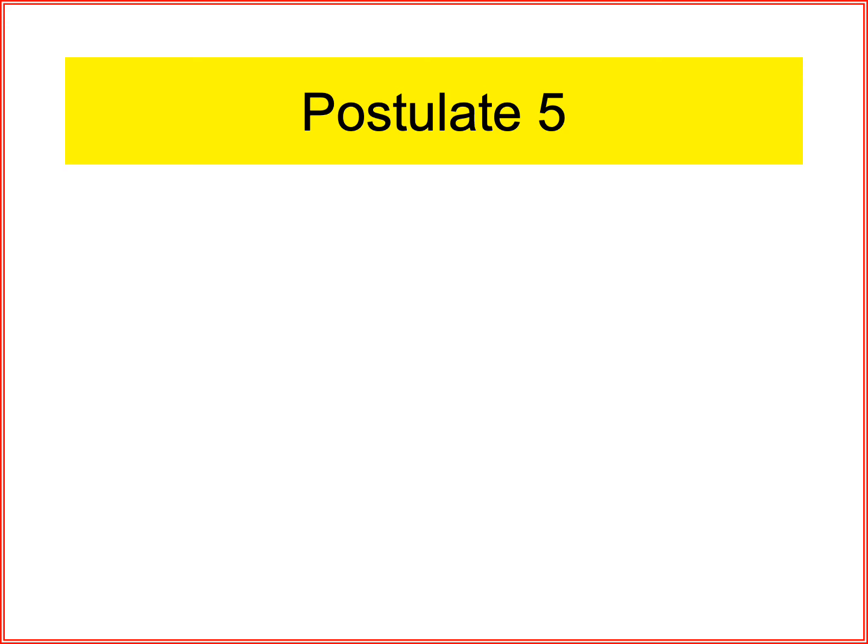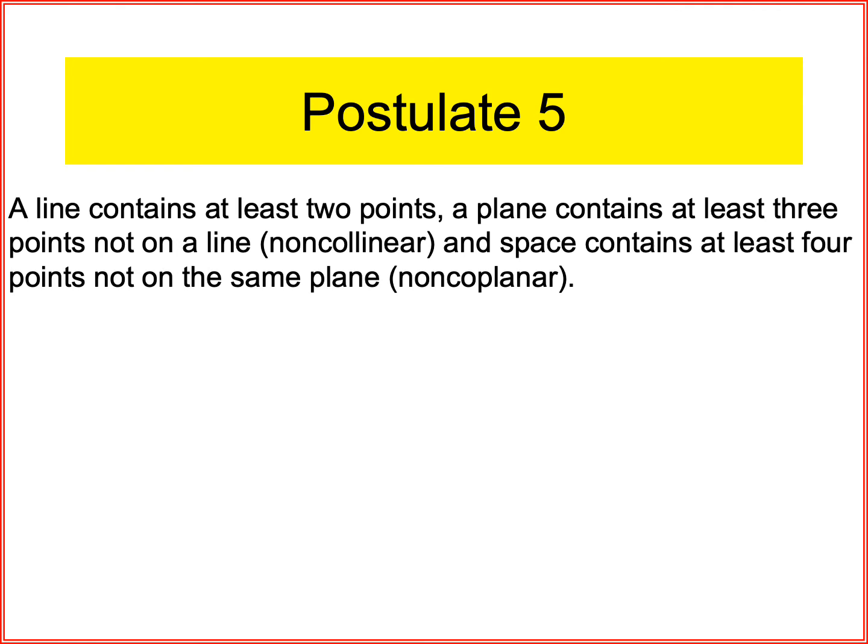All right, postulate 5 is the one that has the most stuff to it. It has 3 basic statements. Here's the shortcut method. A line has to have at least 2 points, so 2 points for a line. A plane has to have 3 points, and they have to be non-collinear. That means the 3 points don't make a line. And lastly, space has to have at least 4 points, and those 4 points can't be all on the same plane, so non-coplanar.